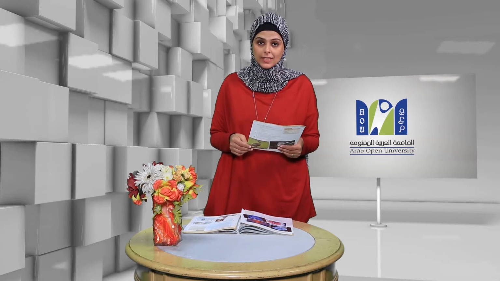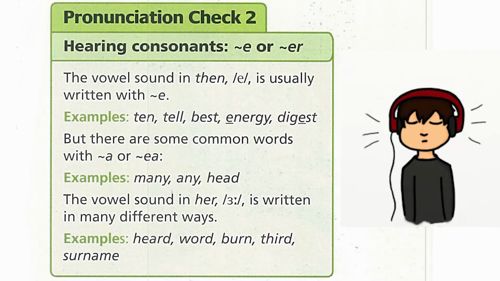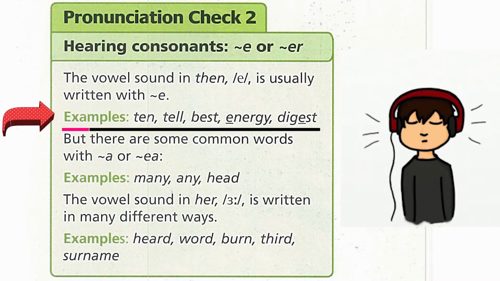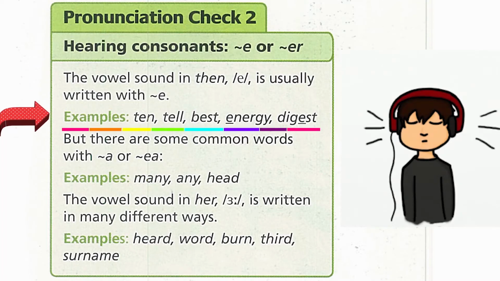Now let's go to the second pronunciation check in this episode. You have it in your book and on your screen. Same as the first one. Here we're talking about hearing vowels that are spelled either E or ER. The vowel sound in then is usually written with E. For example, ten, tell, best, energy, and digest.